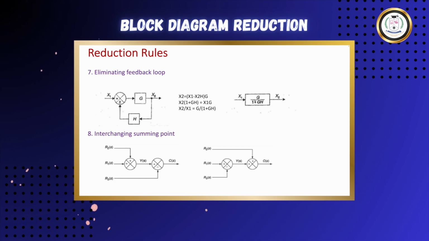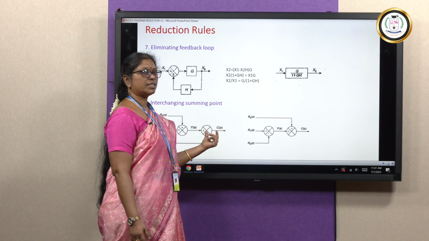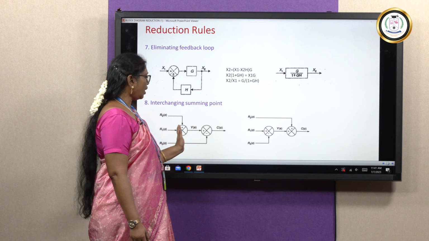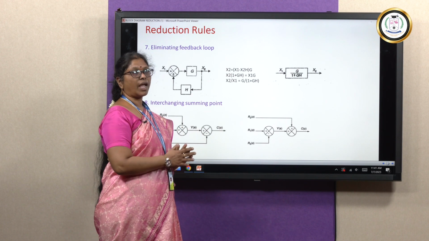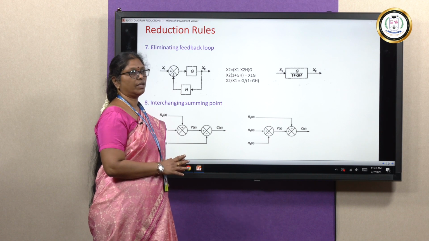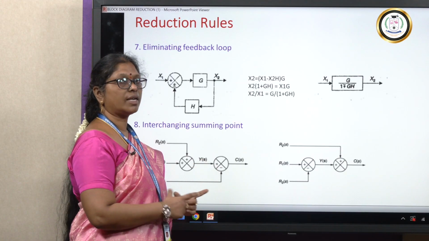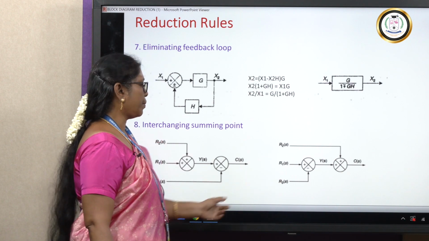So, the next is interchanging the summing point. If you have two summing points adjacent to each other, then we can interchange the summing points provided there is no takeoff point in between or there are no blocks in between. If you have two adjacent summing points, then we can interchange the summing points.